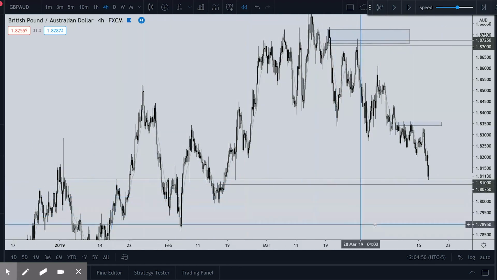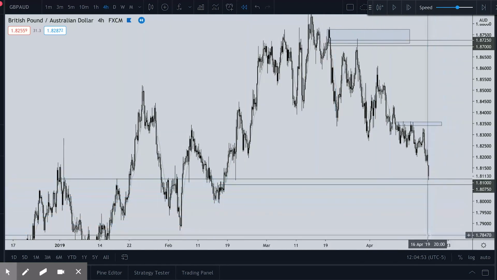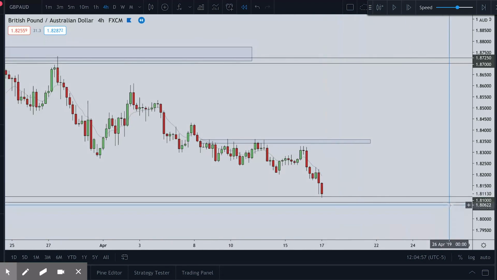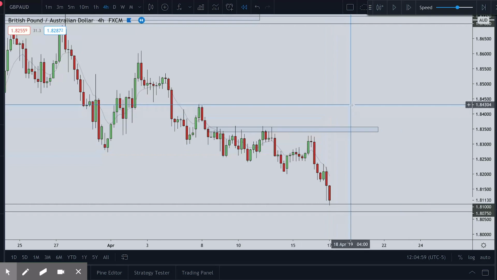And I do also have that 1.81 level plotted because it is a key level, and it could actually be somewhere that forms a pretty healthy reaction. So let's actually see what the market can provide.